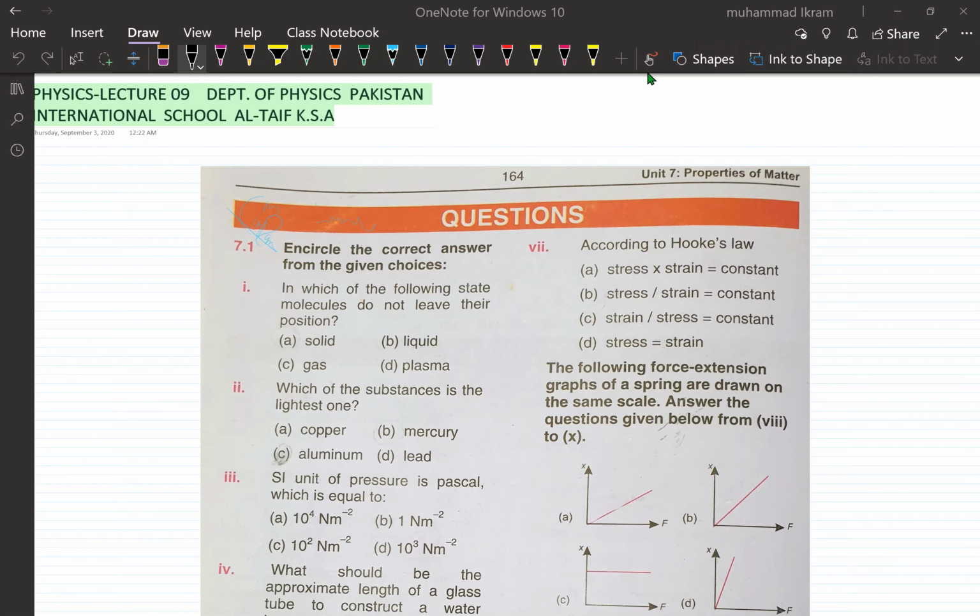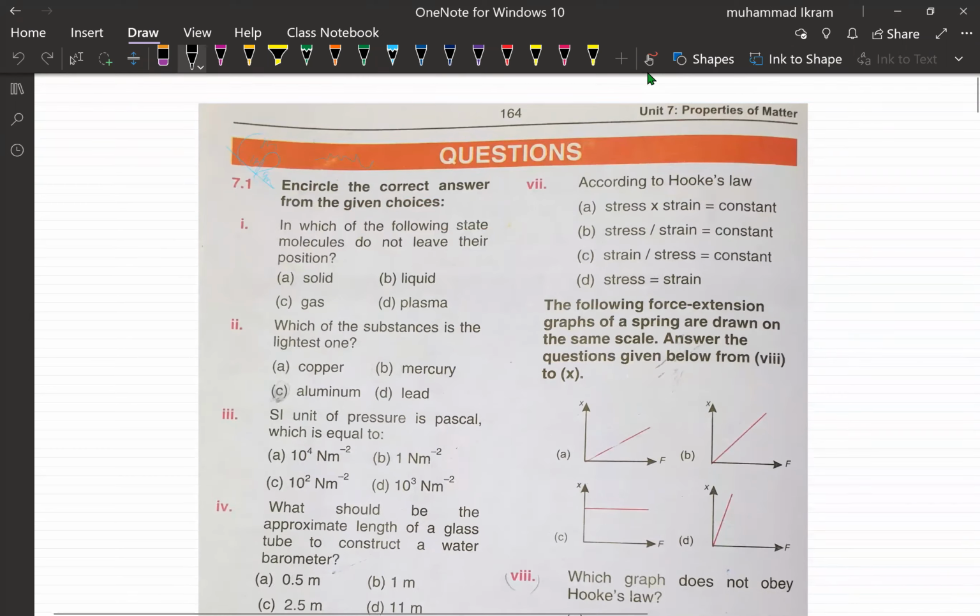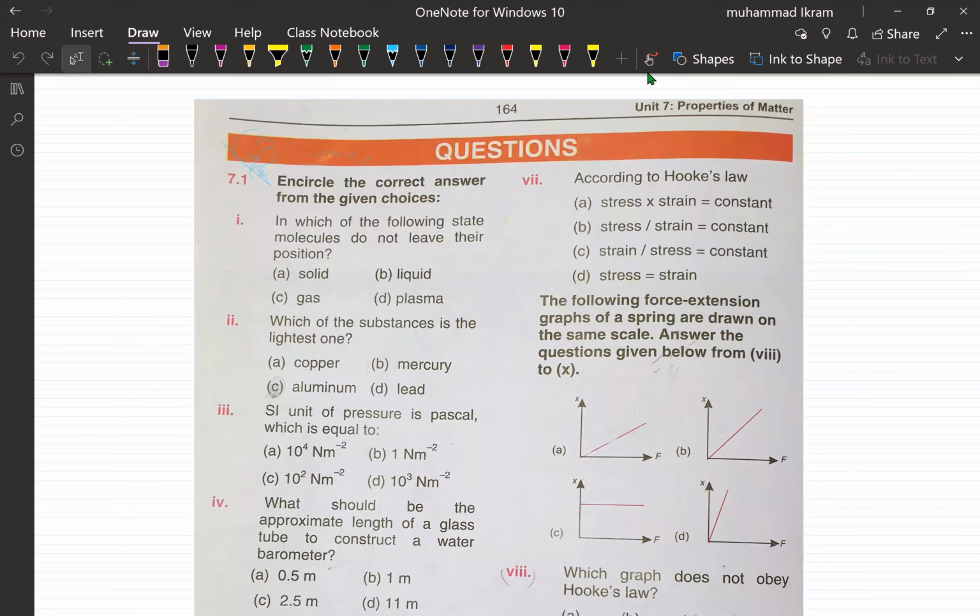So let us start with the name of Allah Almighty. Open your book at page 164, unit 7, properties of matter. Here the first question is, encircle the correct answer from the given choices. The first part is, in which of the following states do molecules not leave their position? Option A, solid. Option B, liquid. Option C, gas. And option D, plasma. So of course it is solid.